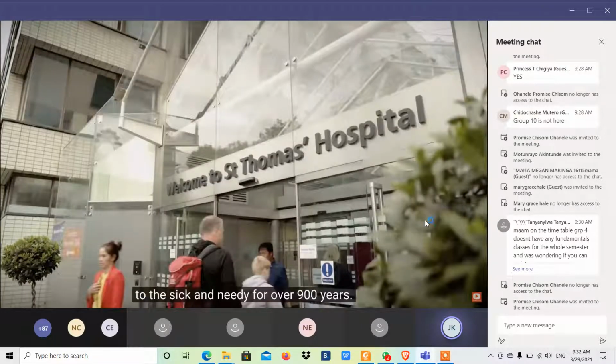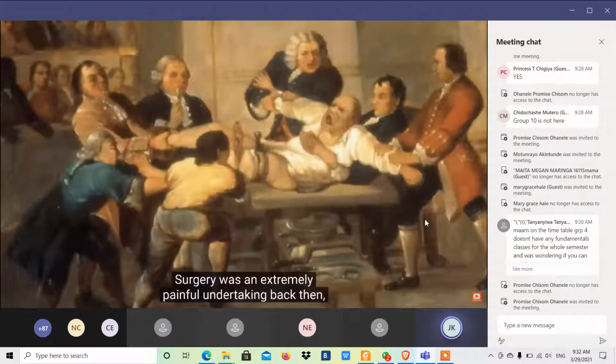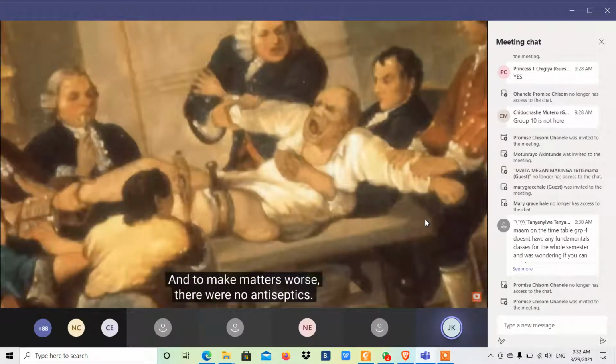Surgery was an extremely painful undertaking back then because there was no anesthesia. And it was risky because a barber performed it. And to make matters worse, there were no antiseptics.